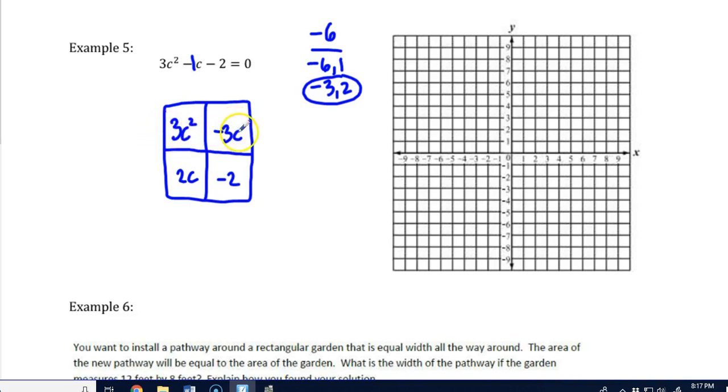But of course the 3c has to go on this row because it can't go in this column because 3 doesn't go into 2. So 3c, 1c. Well, once you've done that, it's easy. 3c times what makes negative 3c? You've got this, right? Negative 1. 1c times what makes 2c? Again, you've got this, 2. And then check it. 2 times negative 1, negative 2, of course. So what are our factors? 3c plus 2. 1c minus 1.